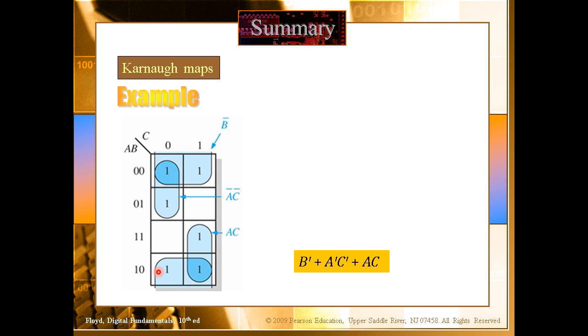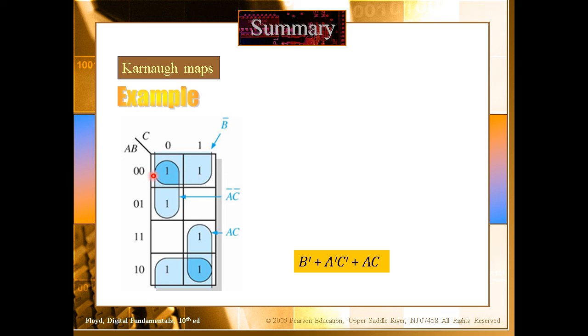The top side and the bottom side, they are joined, right? Because we think like this, they are wrapped up. So basically, we made a group of top ones and bottom ones. We made a single group of 4 ones, because we always want to maximize the size, right? So we just made a group of 4 ones. And for that group, our expression is only B prime.